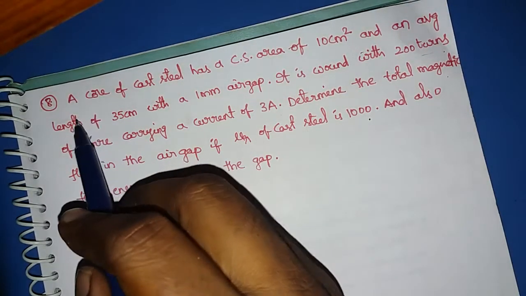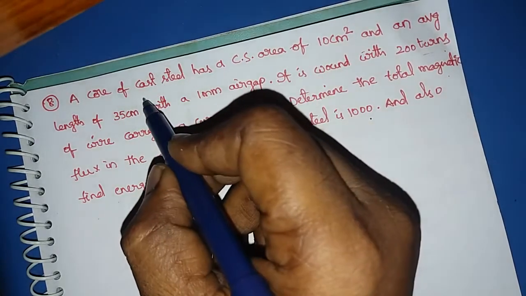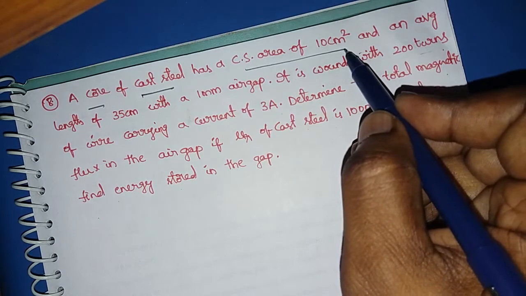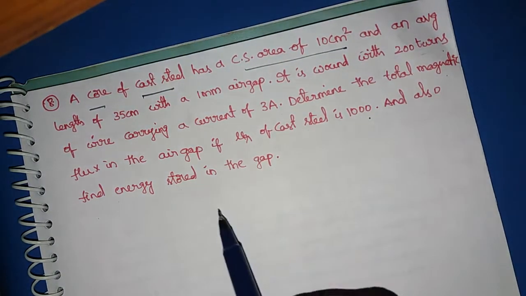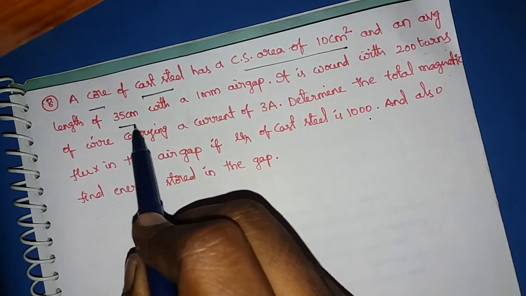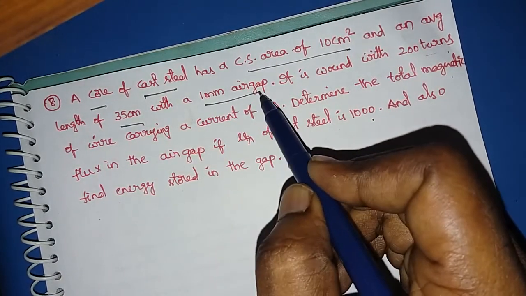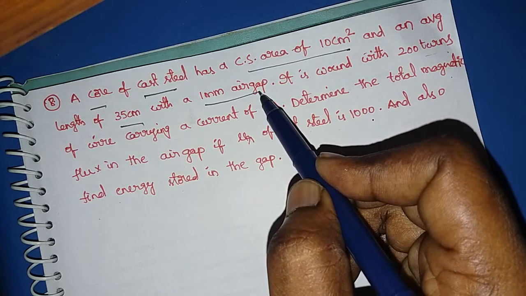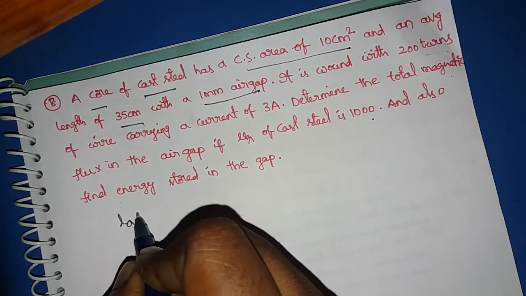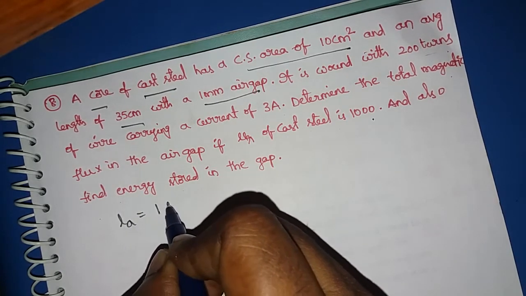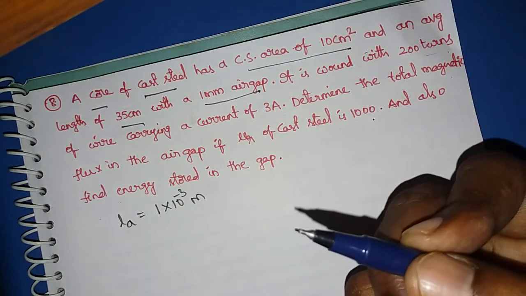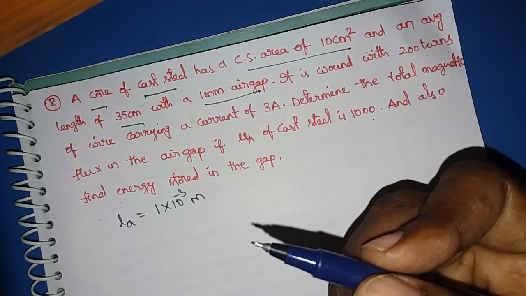That means the first one is, cast steel is the core. Next, the cross sectional area is 10 centimeters square, and the average length is 35 centimeters with a 1 millimeter air gap. So that means the length of the air gap is 1 millimeter, in the sense 1 into 10 power minus 3 meter.